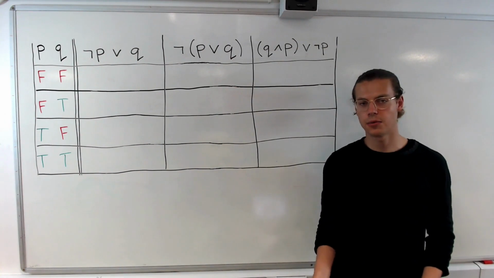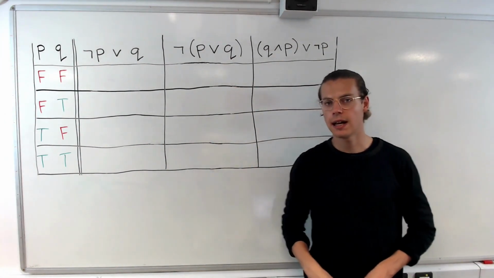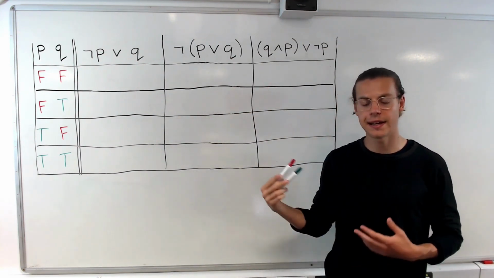In this exercise, we construct truth tables for 3 propositional formulae and use them to determine which of the 3 are logically equivalent to each other.